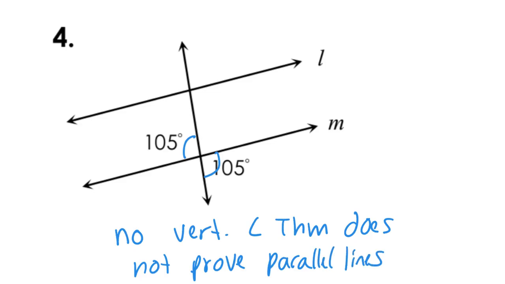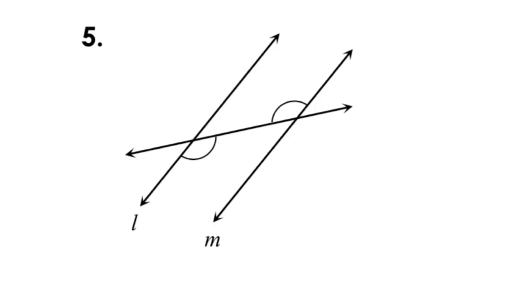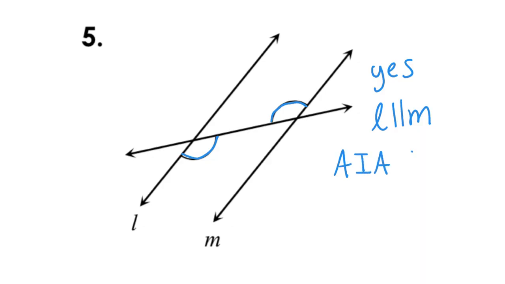All right, number 5. What kind of angles are these? Well, again, remember the arc shows that they're congruent. So those two angles are congruent. They happen to be alternate interior angles. And if alternate interior angles are equal, then the lines are parallel. So you should say yes, L is parallel to M using the alternate interior angle converse, right?